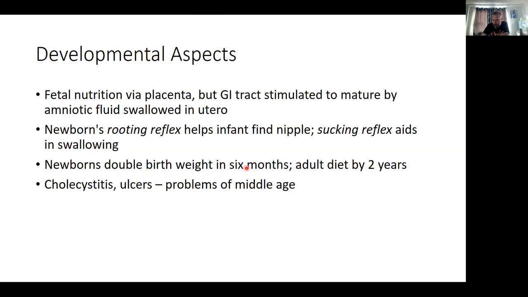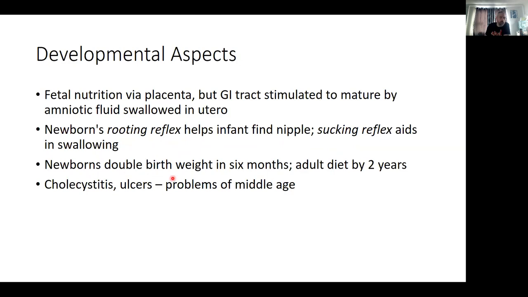Once you're free of that urine prison and you're outside of the womb, we have a couple of reflexes that are designed to keep us alive. So we have a rooting reflex. If you've ever had a baby or have known somebody who had a baby, you'll see them snuffling around like a pig looking for a truffle. That's the rooting reflex. It helps them find the nipple itself. And then once they've latched onto the nipple, we have a sucking reflex that aids in swallowing.